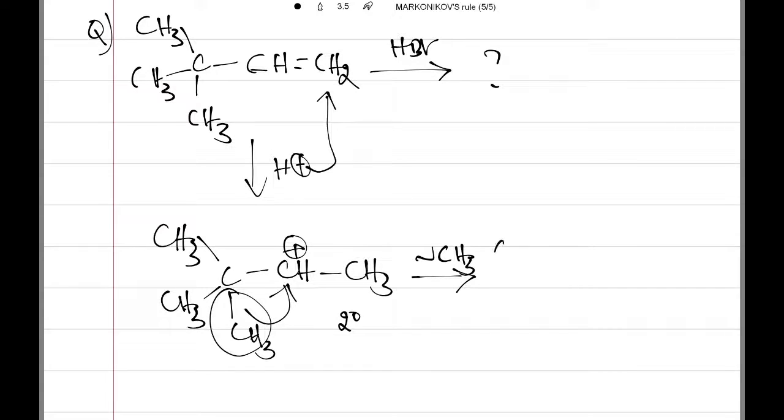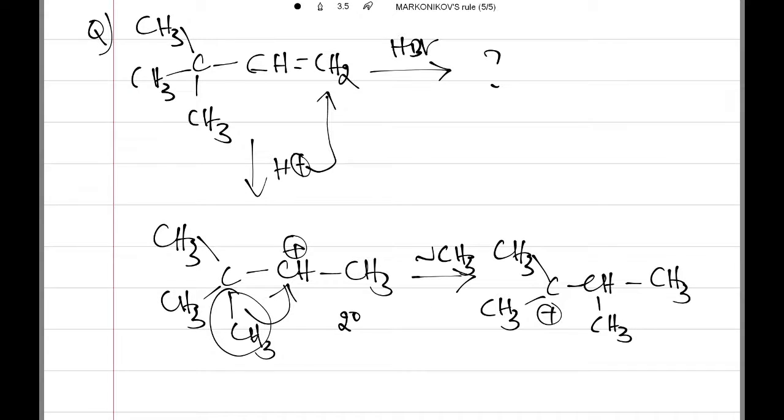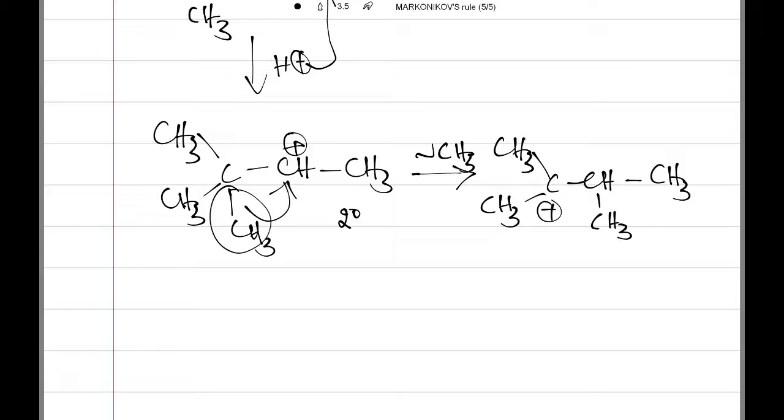We will check. CH3, C, CH3, here it is the positive charge, and then CH, CH3, and CH3. Does this formation take place? Yes or no? This is the secondary carbocation, and this is the tertiary carbocation. Which is the most stable carbocation? We already know that the tertiary carbocation is the most stable, and the reaction proceeds through the most stable intermediate.